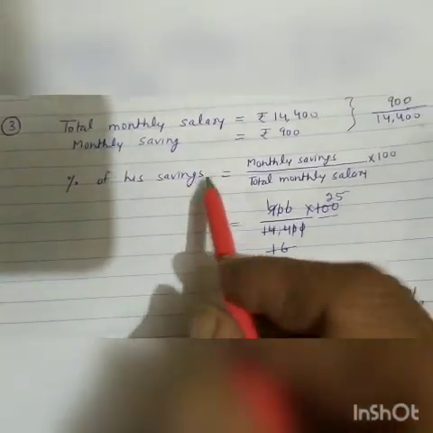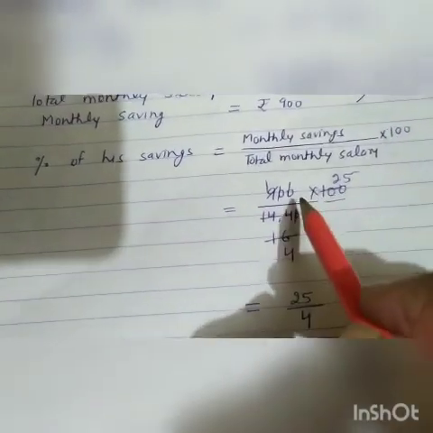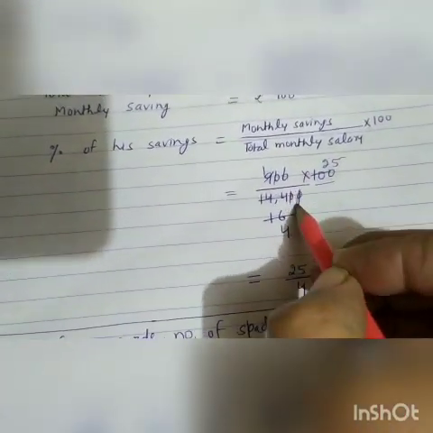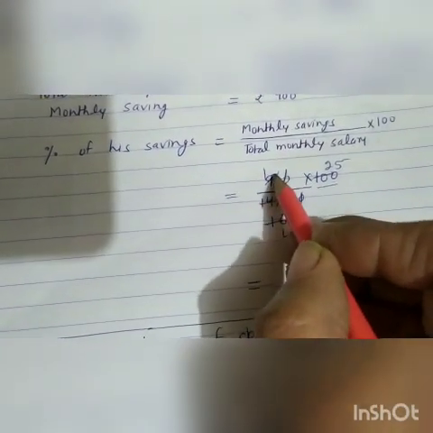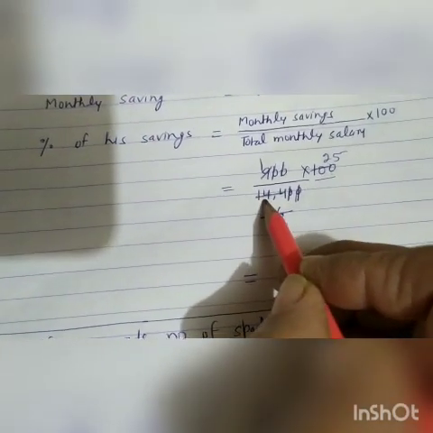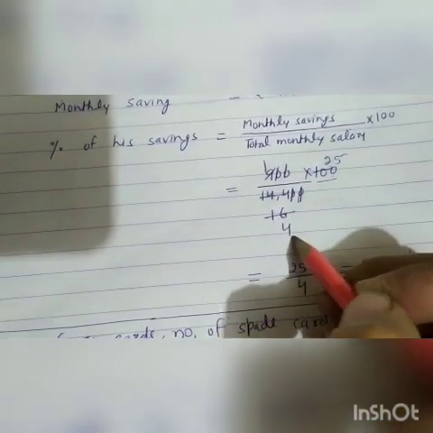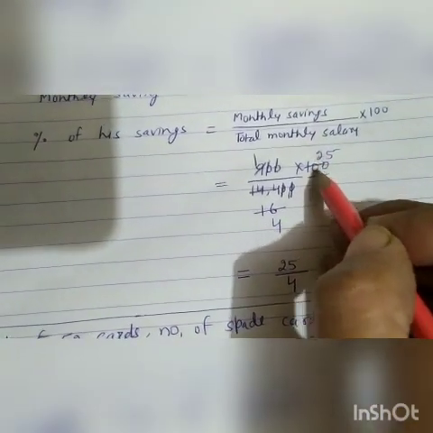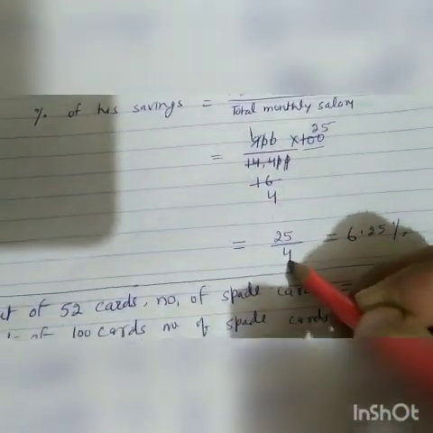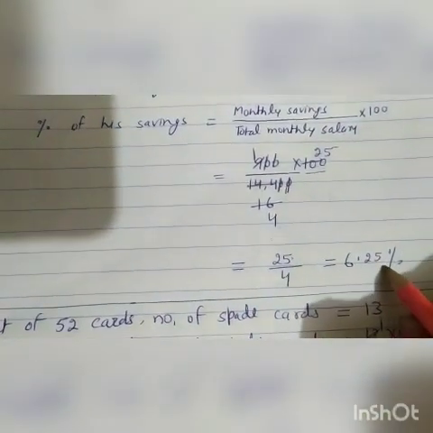Percentage of his saving is monthly saving upon total monthly salary into 100. 900 upon 14,400 into 100. See here, 0 0 cancel, 0 0 cancel. 9 ones are 9, 9 ones are 9, 5 remainder, 54, 9 sixes are 54. Then 4 fours are 16, 4 twos are 8, 2 remainder 20, 4 fives are 20. 25 ones are 25 upon 4. When we divide this 25 by 4, we will get 6.25%.